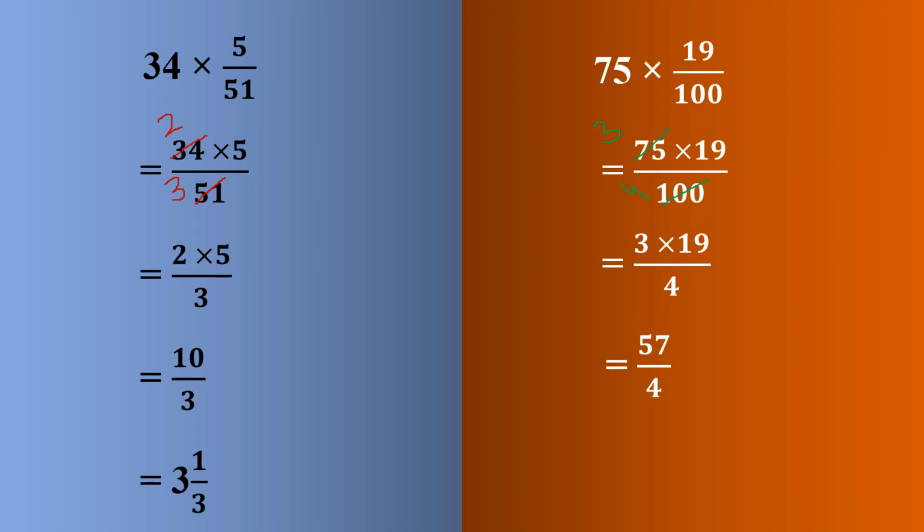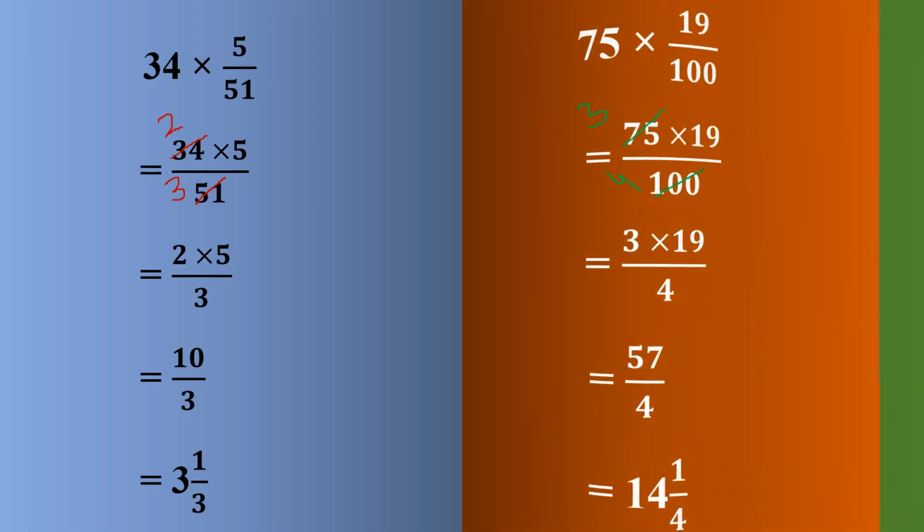Now because it is an improper fraction, we will convert it into a mixed number. So we will divide 57 by 4 and we will get 14 and 1 by 4. Very easy it is. When we multiply one fraction by another fraction, we multiply numerators together and we multiply denominators together. It means the product of fractions equals the product of numerators by the product of denominators.